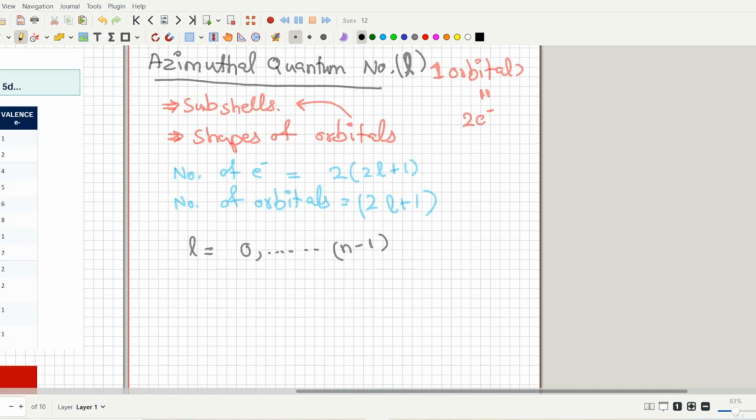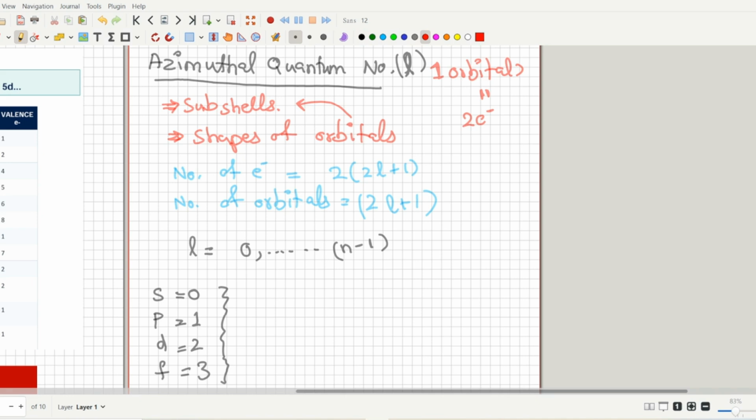So how can we find number of electrons in different subshells and orbitals? So the formula is simple. First you have to memorize the value of L for S, P, D and F. The value of L for S is 0, for P it's 1, for D it's 2 and for F it's 3. If you put these values in these formulas, then you can easily find the number of electrons and orbitals.